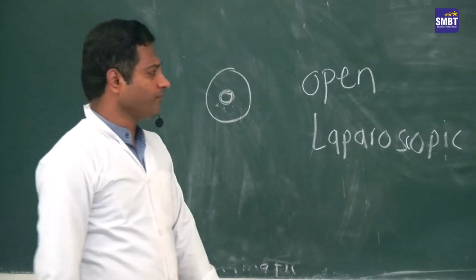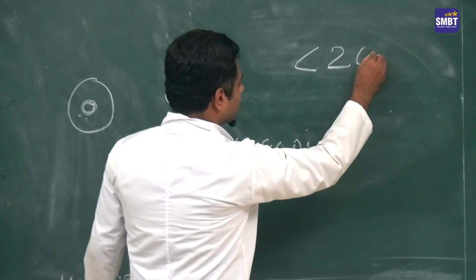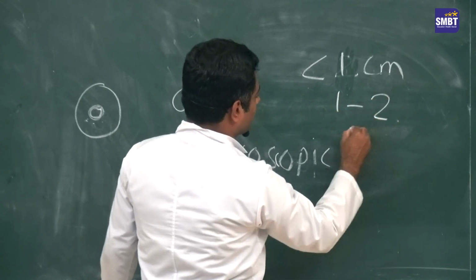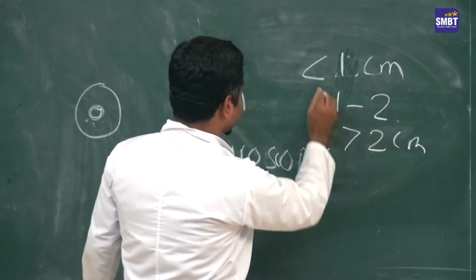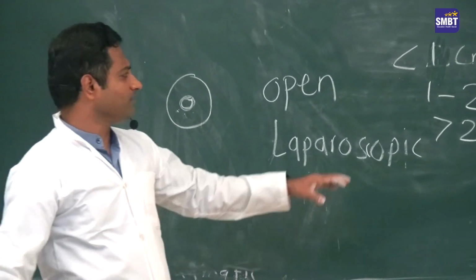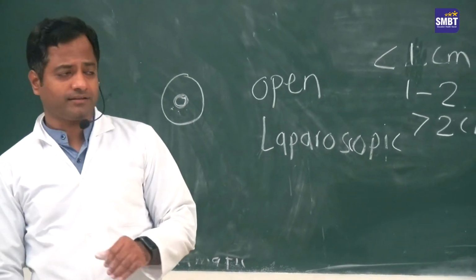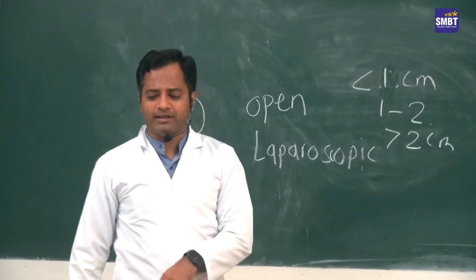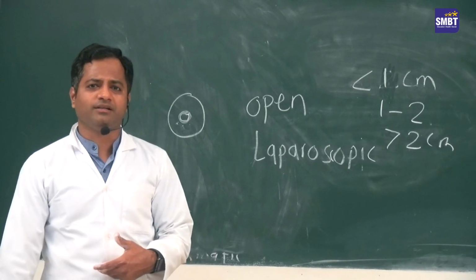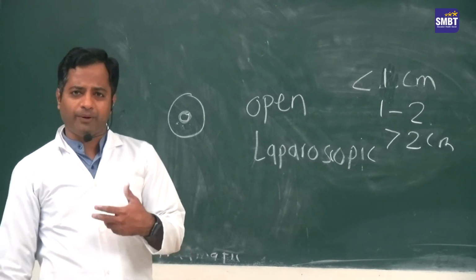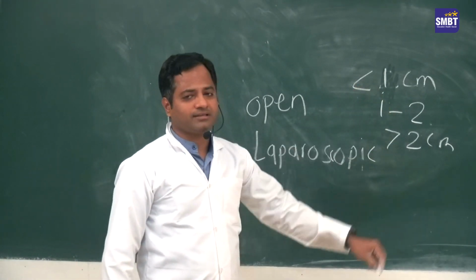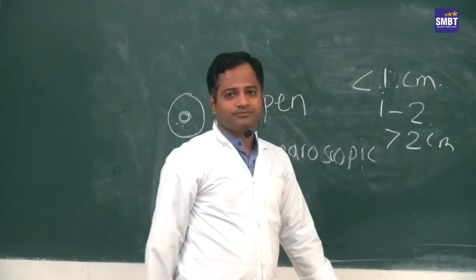Again, in open surgery, if the defect size is less than 1 centimeter, 1 to 2 centimeters, or more than 2 centimeters, so there are three ways you can treat this umbilical hernia depending on the size of the umbilical defect. For a less than 1 centimeter umbilical hernia, if asymptomatic, you can go ahead with conservative management. But if the patient comes to your OPD with pain and increase in size of the swelling, then you can do surgery. So in less than 1 centimeter size, you can go ahead with open surgery.